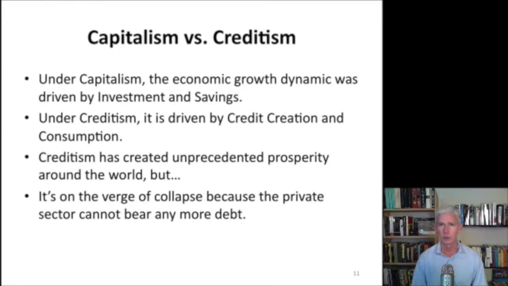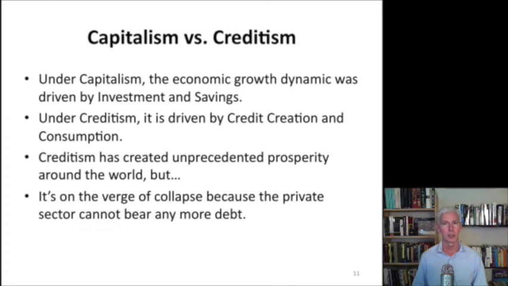Under capitalism, let's say back in the 19th century, economic growth came about this way. Businessmen would invest, some of them would make a profit, they would save that profit, or in other words, accumulate capital, hence capitalism, and repeat the process. Investment, saving, investment, saving. That's how capitalism created economic growth. Well, that's not the way our economic system now has worked for decades.